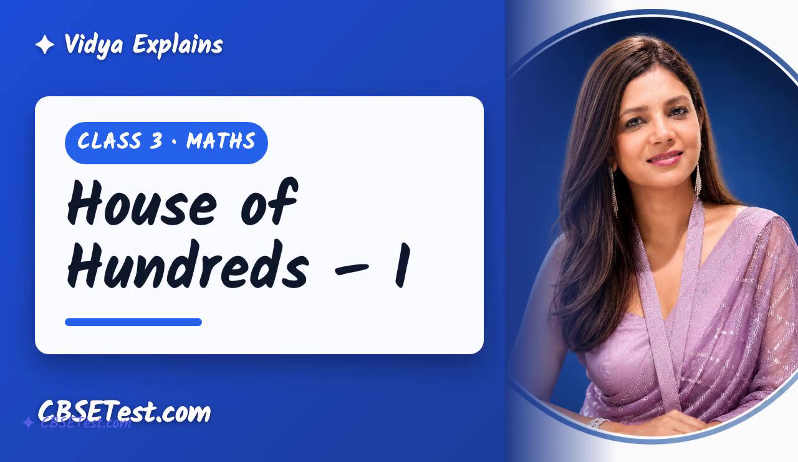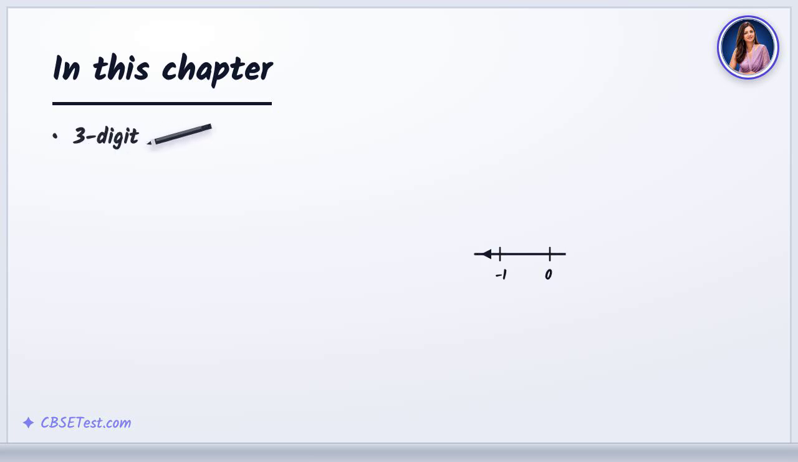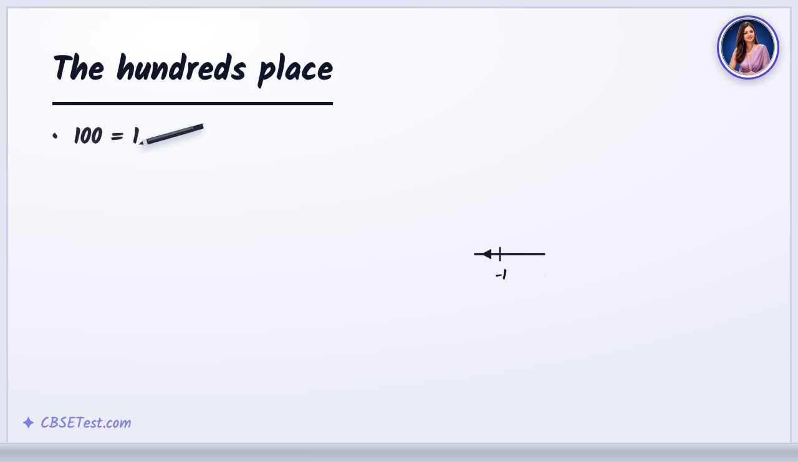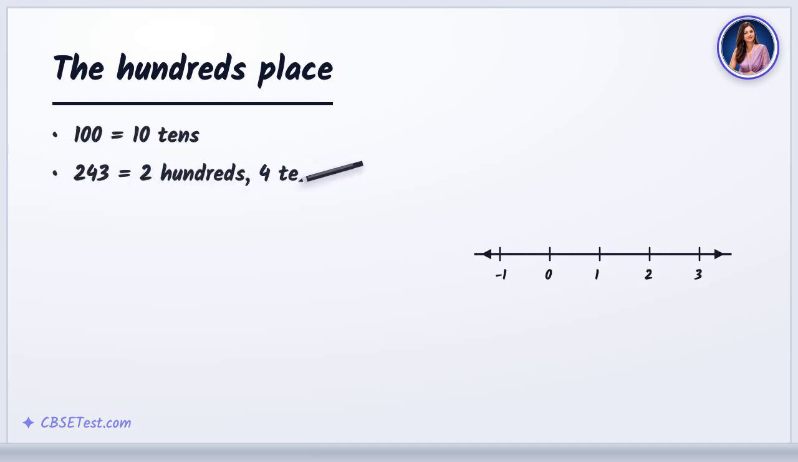Let's learn House of Hundreds together, step by step. Imagine a house where every room holds 100. We'll explore three-digit numbers and the hundreds place. 100 is 10 tens. In 243, the 2 is hundreds, the 4 is tens, and the 3 is ones. The leftmost digit shows hundreds.